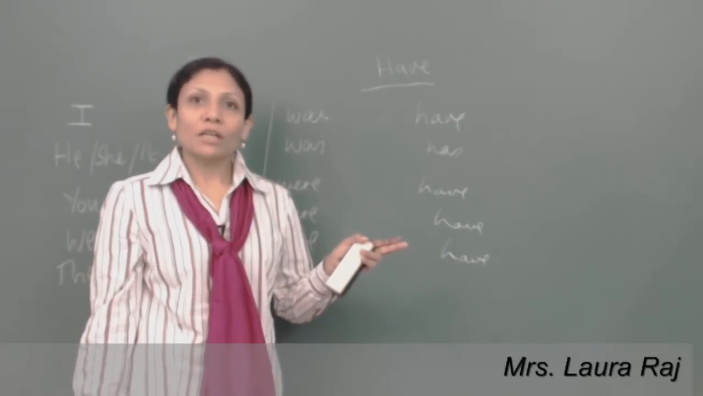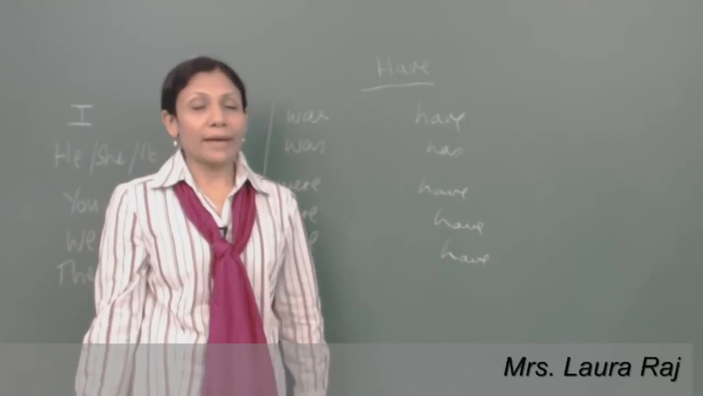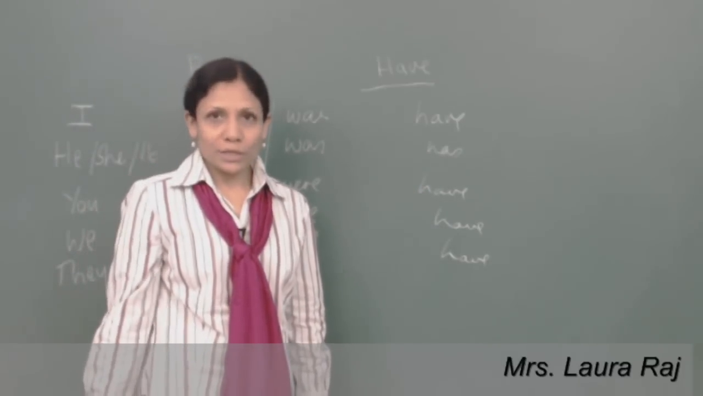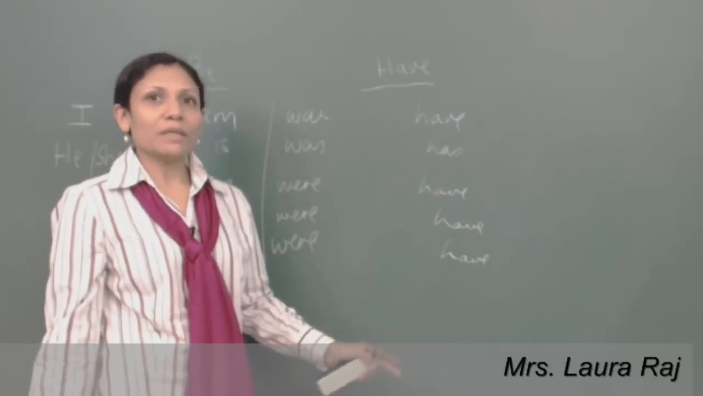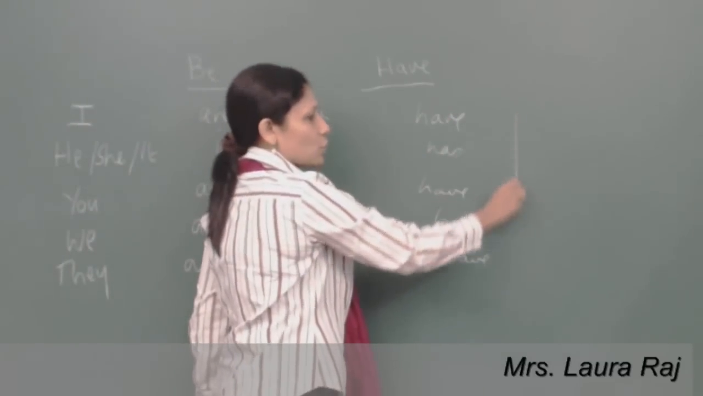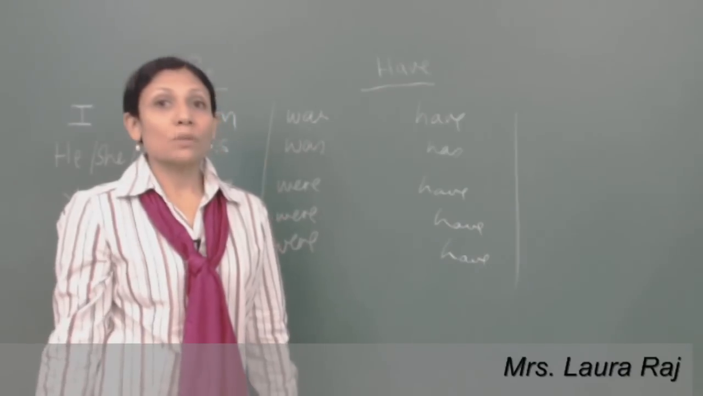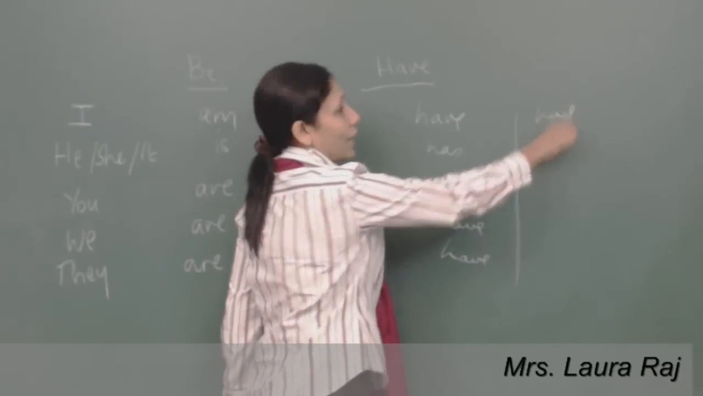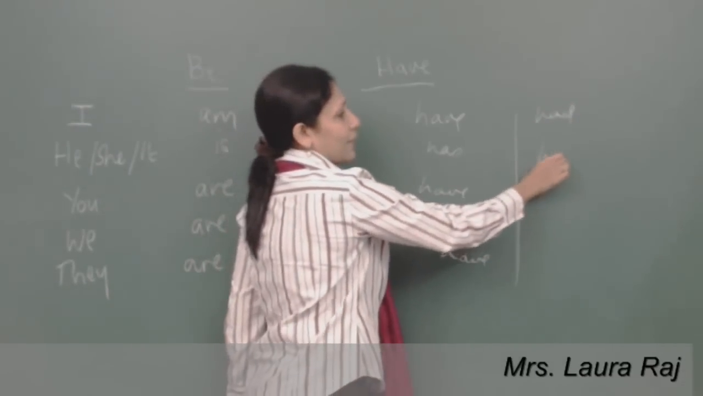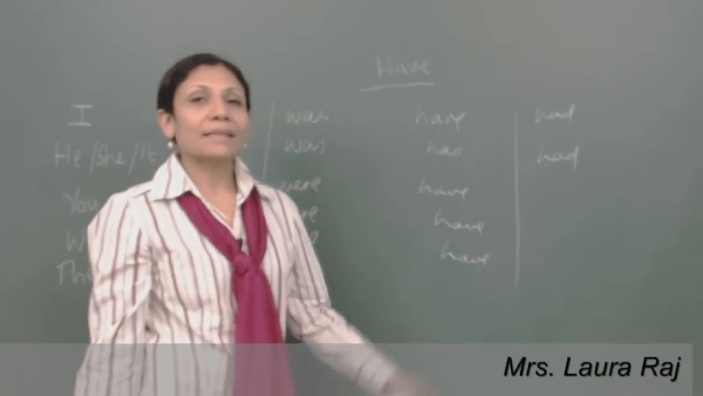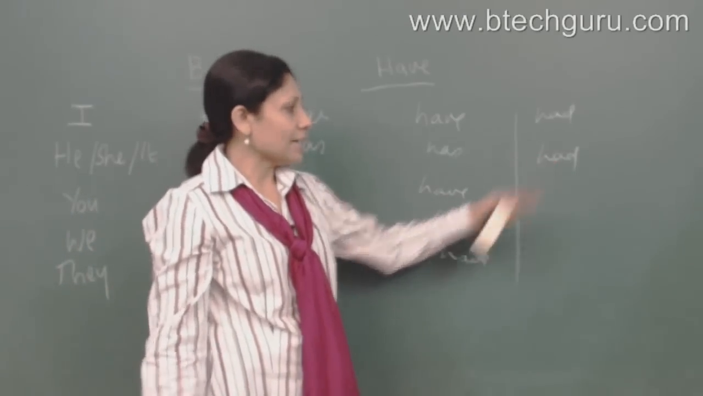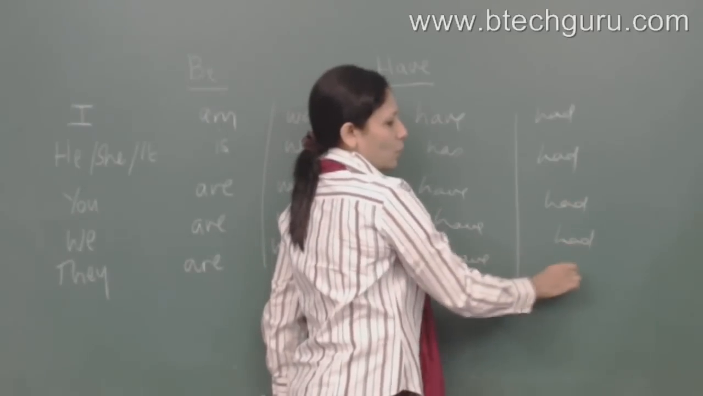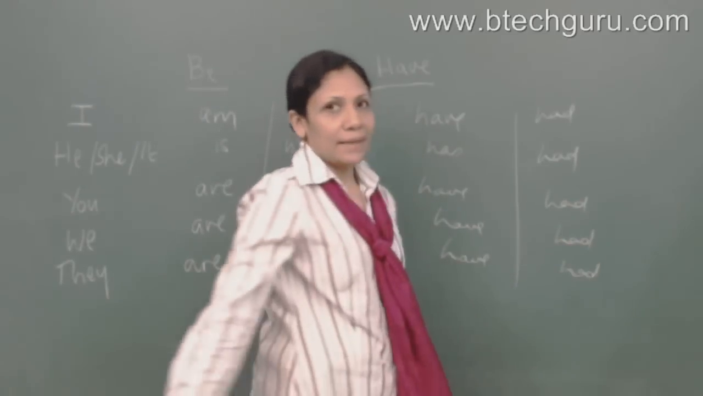I have a dog, I have long hair, she has a car, and so on and so forth. So this is the have verb in the present, and we also need to look at how it changes into the past tense, which is I had, she had, he had, it had, you had, we had, and they had.